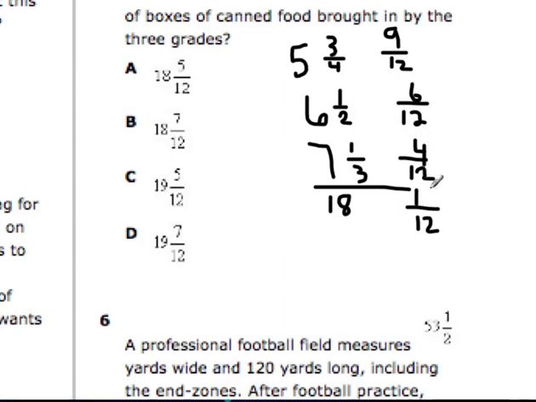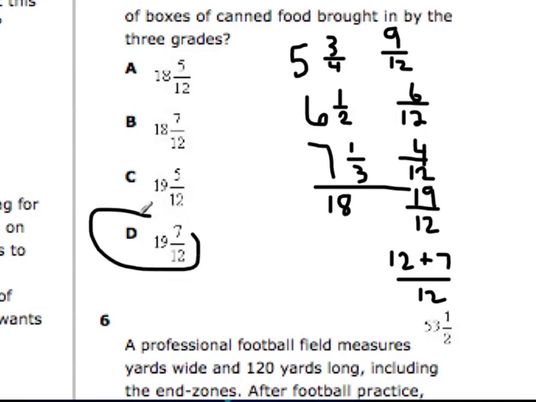Now we all know that 19 is bigger than 12, so we have to split this up. That's the same as 12/12 plus 7/12, or 1 7/12. So if we add 1 7/12 to 18, we get 19 7/12. D is the correct solution.